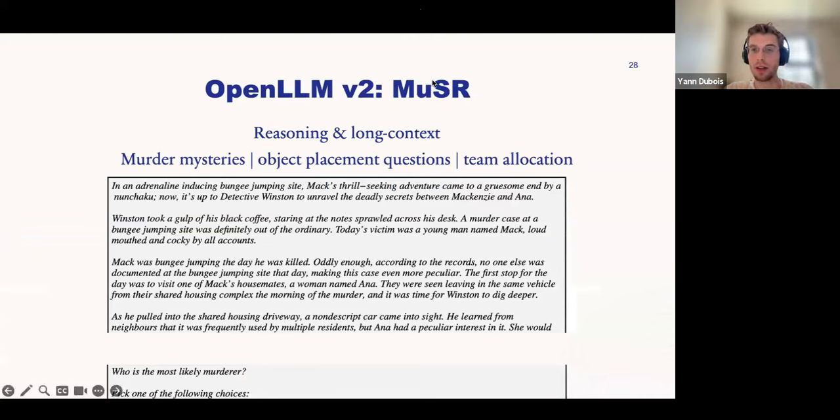Another one is called MuSR. This is about reasoning, and long context reasoning actually. This is a benchmark that is automatically generated. I cut this example because it's around 1,000 words for every question, so it's very long. It's essentially about murder mysteries, object placement questions, and team allocation optimization. For the murder mystery, there are a few paragraphs explaining the background of the murder, and then it asks who is the most likely murderer.